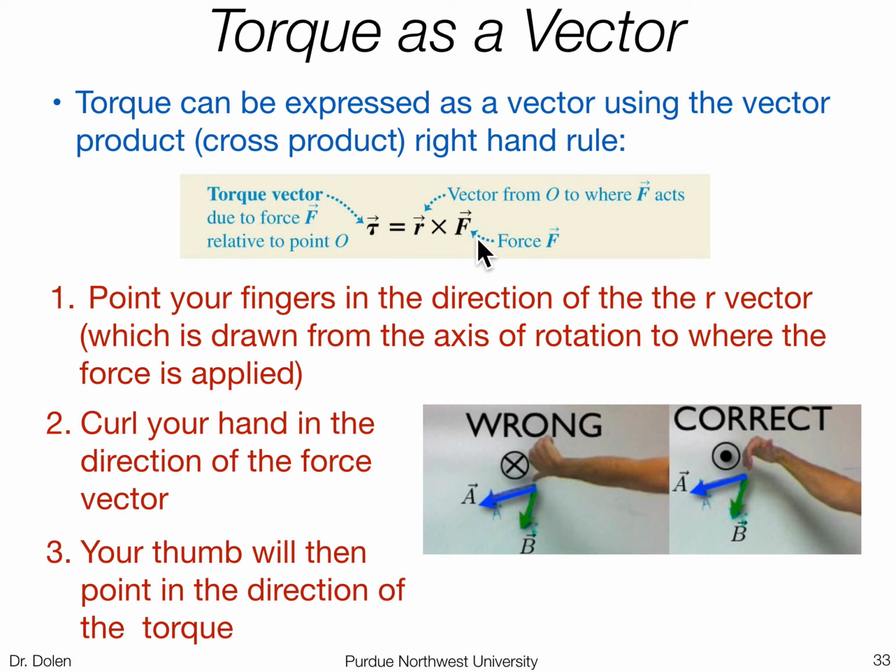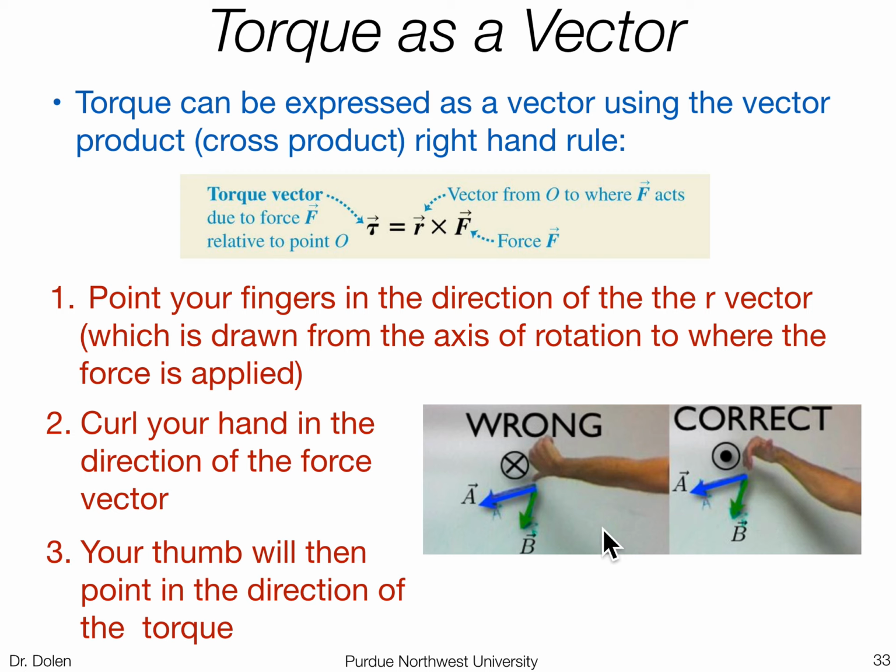So the right-hand rule is as follows. We point our fingers in the direction of the r vector. Then we curl our hand in the direction of the force vector, and then our thumb is going to point in the direction of the torque. So if you have a vector A and a vector B and we want to calculate A cross B, I point my fingers in the direction of A and then I curl them in the direction of B, and now my thumb is kind of pointing out away from the page. We sometimes denote that with a little dot, meaning it's like an arrow coming at you.